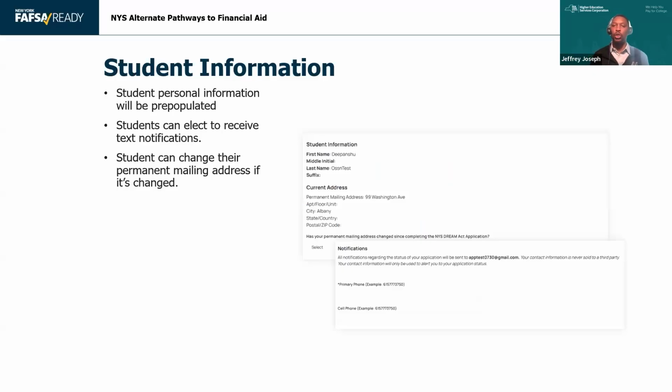So once students are approved for either the DREAM Act or alternate pathway, they can add a new application and choose TAP. Now, when they do that, most of the information will be pre-populated, like their name, their address, and things like that. They can select to receive text notifications if they need to, and they can change their mailing address if it has changed. They can do that as well.